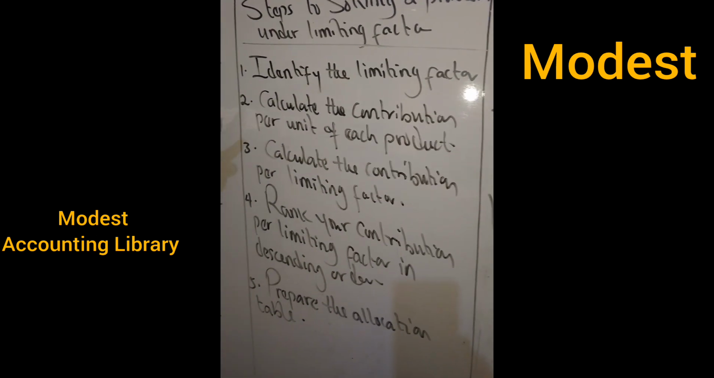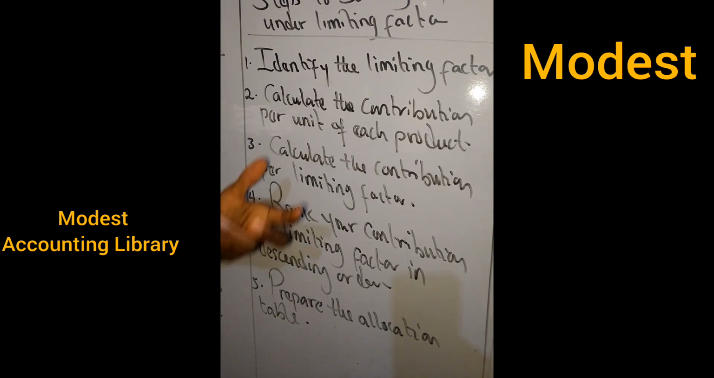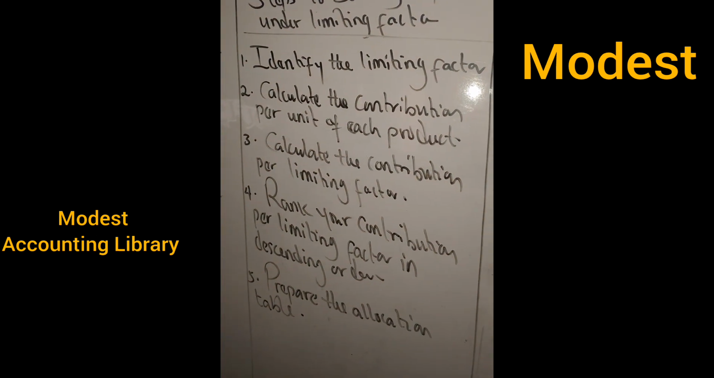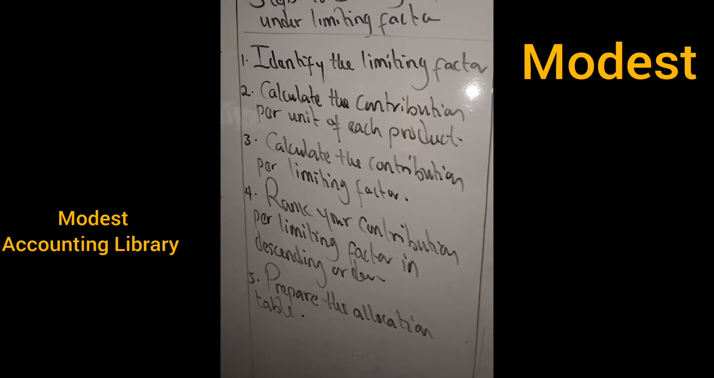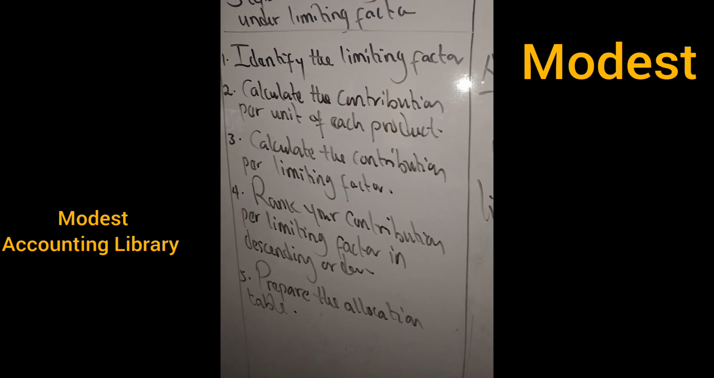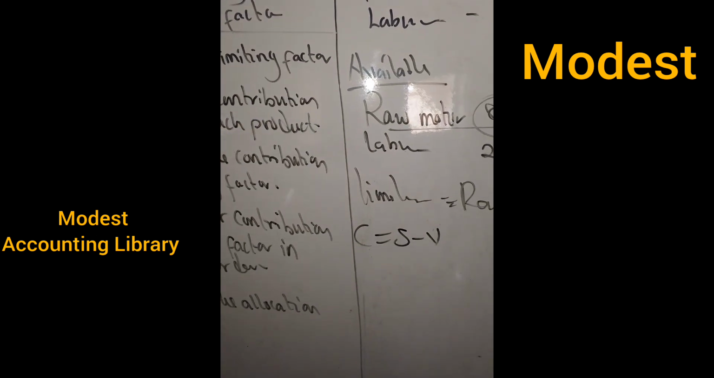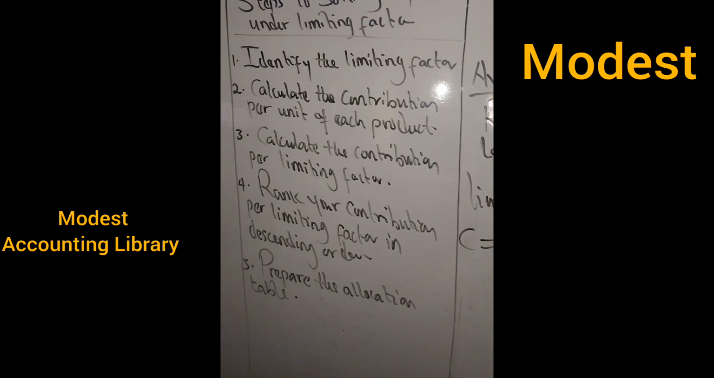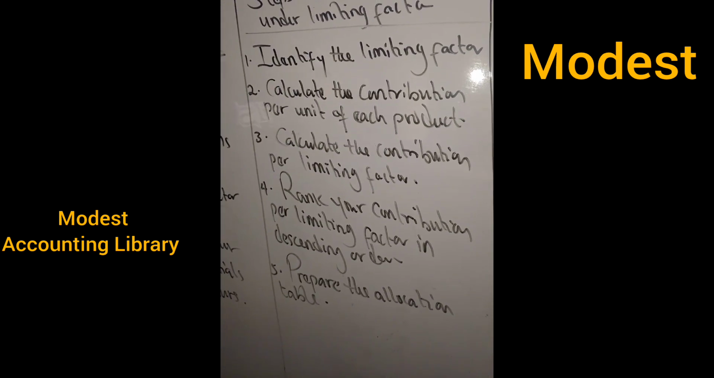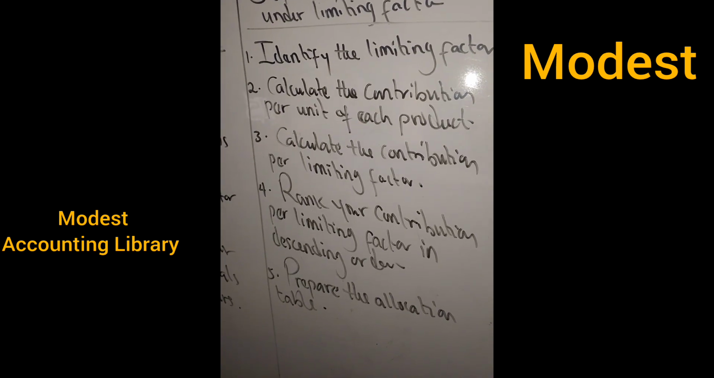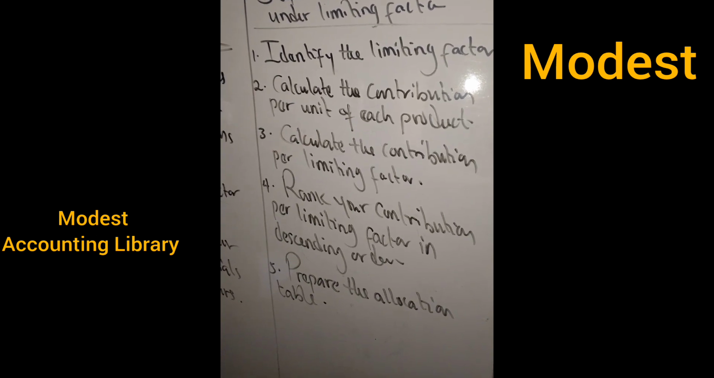Step 2 says calculate the contribution per unit of each product. Contribution is simply selling price per unit minus variable cost per unit. That is contribution. If we have different products, let's say product A, product B, product C, you are going to calculate the contribution for each of these products, and it is contribution per unit, not total contribution.